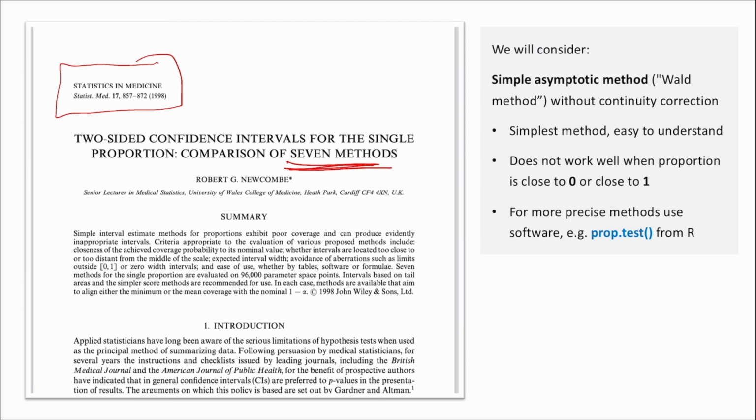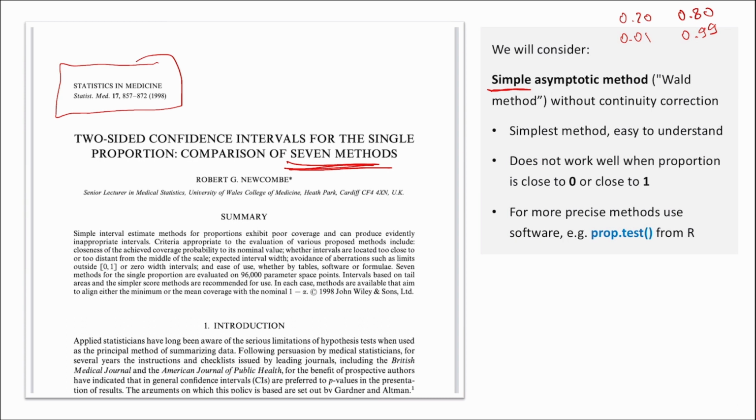However, I'll show you the simplest method because it's easy to understand, also based on what you have learned so far. This simple method works well if your proportion is not too small and not too large. For example, if your proportion is between 0.20 and 0.80, then this method works really, really well. But if your proportion is smaller or larger, for example 0.01 or 0.99, you need either a really, really big sample size or you need to use another method.